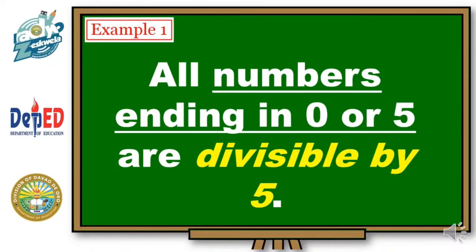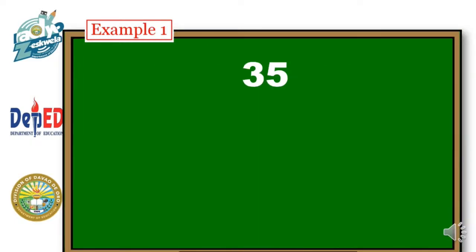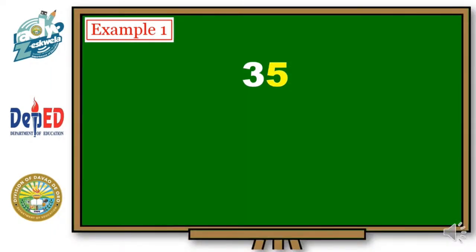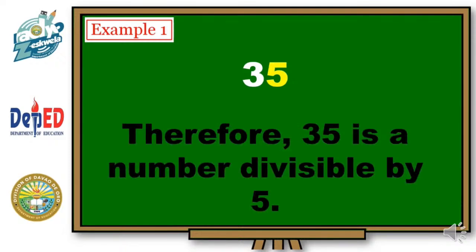Let's have examples that show deductive reasoning. Example 1. All numbers ending in 0 or 5 are divisible by 5. Number 35 is a number that ends with 5. Therefore, 35 is a number divisible by 5 since it ends with 5.